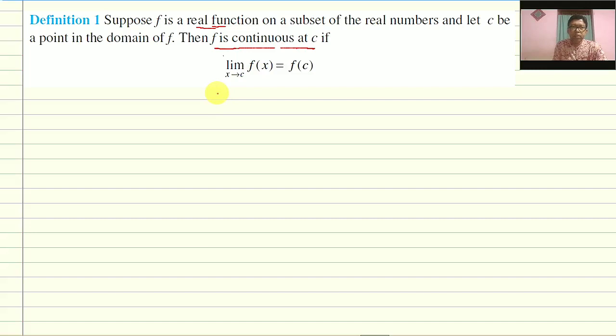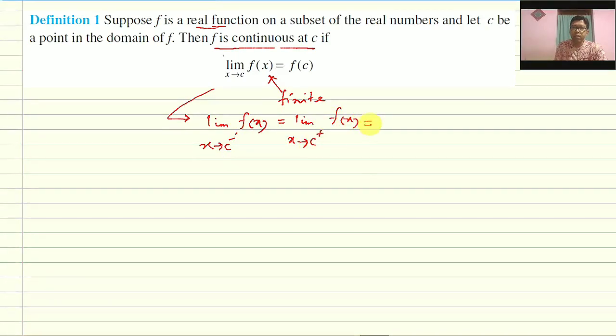The definition is not 100% correct, because actually this should be finite. This should be finite. Otherwise, the definition is not correct. Actually, what does it indicate? It indicates that limit x tends to c minus of f of x is equal to limit x tends to c positive of this function f of x is equal to a finite value and is equal to f of c. Okay, then the function f of x is continuous at the point x is equal to c.